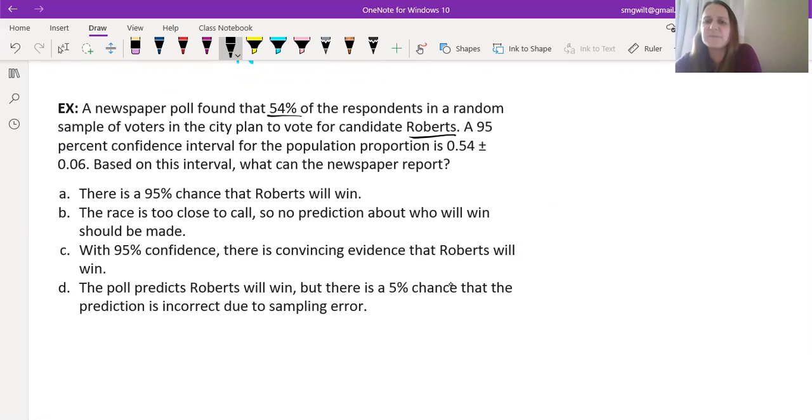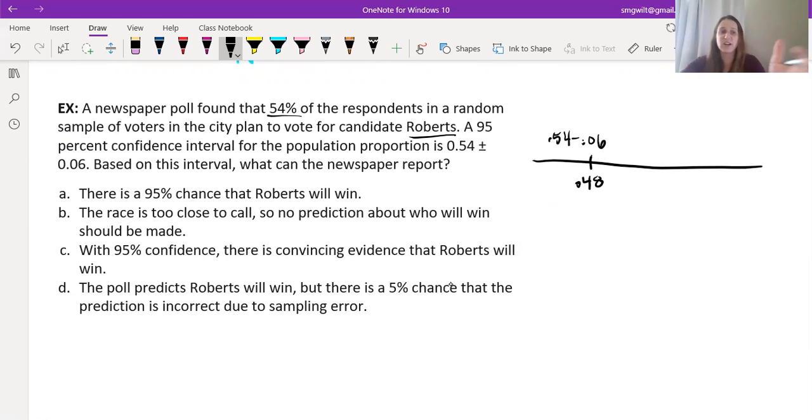If I think about that, that means that I've got 0.54 minus 0.06 as my lower bound, so 0.48. So 48% is that lower limit based on this margin of error of 0.06. And then my upper bound is the sum of those numbers. So 0.54, I apologize for my writing, I'm on a different computer than I'm used to, plus 0.06, so that's 0.6.